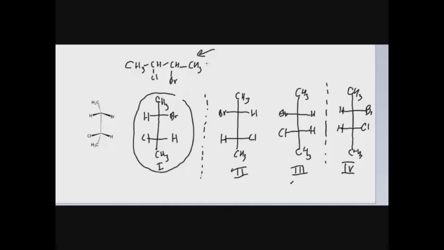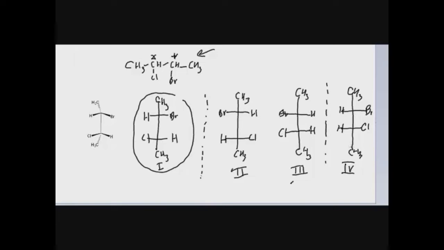I didn't mention it, but in fact I should have done so. There are 2 chirality centers here that you can see in the original structural formula. This is a chirality center, and that's a chirality center. There are 2 different chirality centers, and this will lead to 4 different stereoisomers.